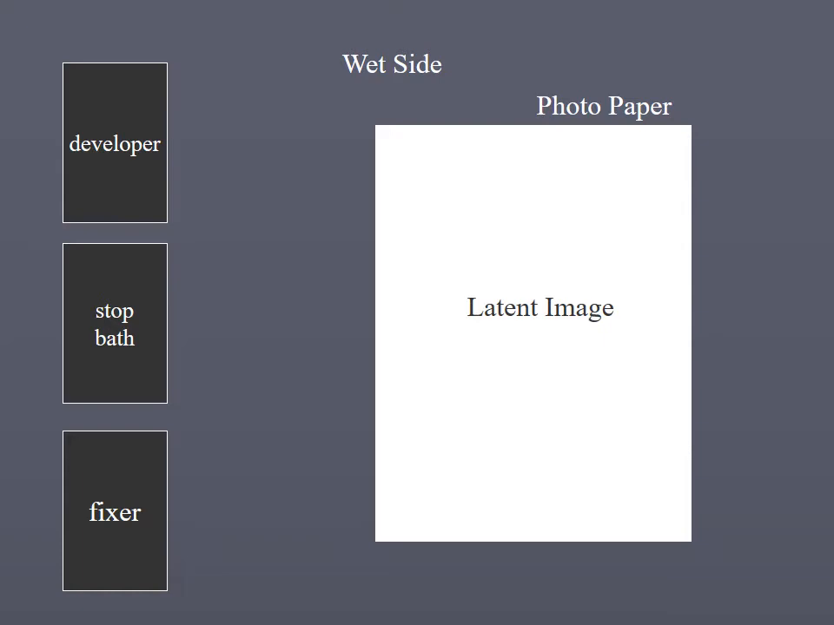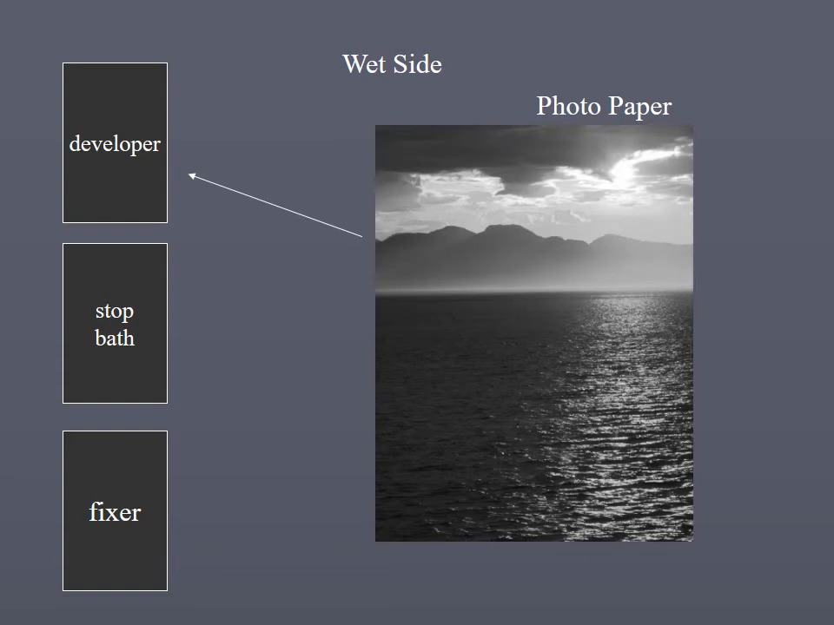In the wet side, you have three chemicals. You have the developer, the stop bath, and the fixer. First thing you do is you drop it into the developer. And this is what happens. It slowly comes up in the chemistry.